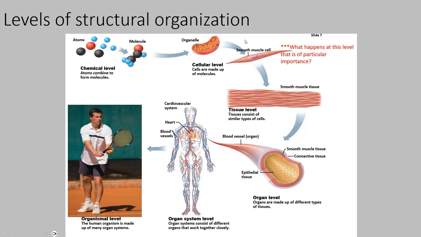The different types of cells exhibit the properties of life that are not present at the organelle level, the molecular level, or the atomic level. Atoms are not alive, molecules are not alive, organelles are not alive, but cells are. At the cellular level, life appears. And that is of particular importance. So when we get to chapter 3 and we're talking about cells, that is where we are finally talking about life.